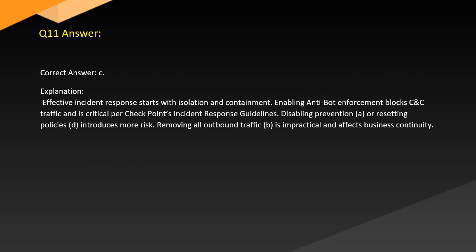Answer. Correct answer: C. Explanation. Effective incident response starts with isolation and containment. Enabling Anti-Bot enforcement blocks C&C traffic and is critical per Check Point's incident response guidelines. Disabling prevention, A, or resetting policies, D, introduces more risk. Removing all outbound traffic, B, is impractical and affects business continuity.